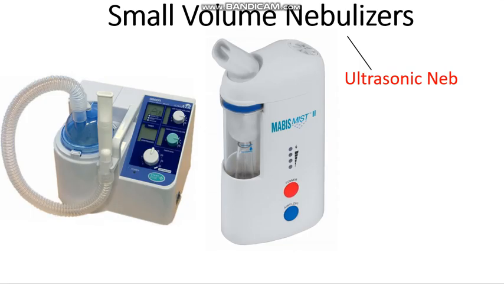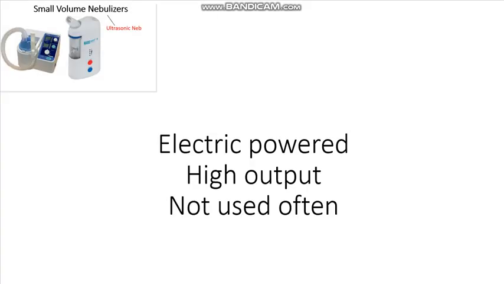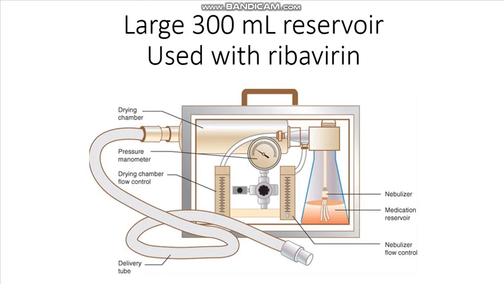Ultrasonic nebulizers are electric powered. They have a high output and are not used often. The small particle aerosol generator, or SPAG, has a large 300 milliliters reservoir. It is used with ribavirin.